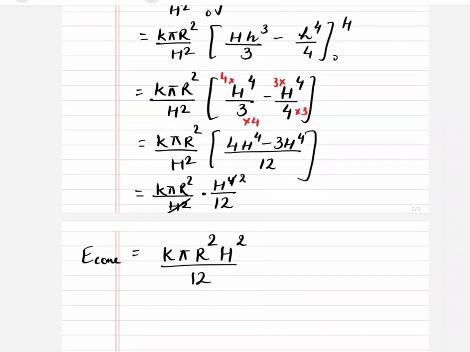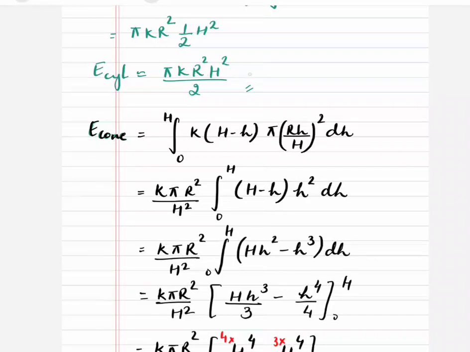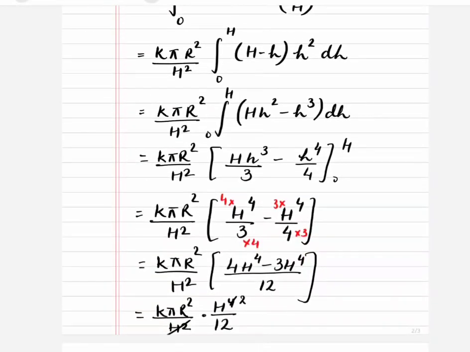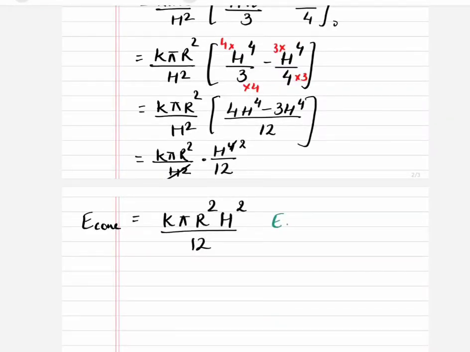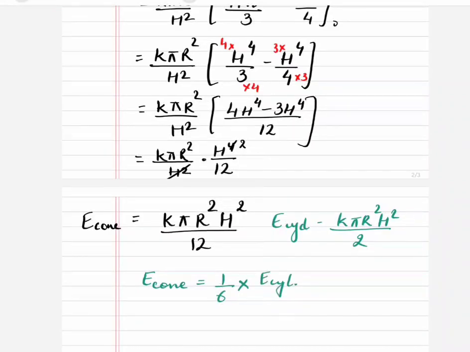Now if we go back to the cylinder one, the numerator is the same, but it's divided by 2. So E of cylinder was k pi R square H square over 2. If you compare, you can say that energy of cone is equal to 1/6 times energy of cylinder. So here if you make it 1/6 times 2, that will become 1/6 of the energy of the cylinder. I hope this makes sense. And that is what we had to prove. Cool, that was a nice question. Have a good day.